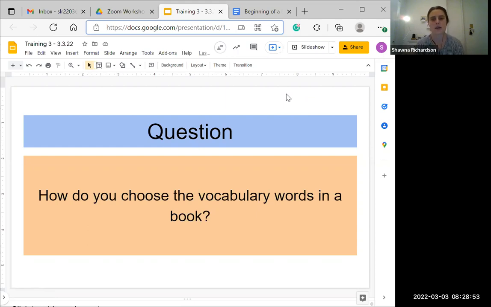Any other ideas? Thank you so much for sharing, Esther. Any other ideas about how to choose vocabulary words? Yes, Albert?